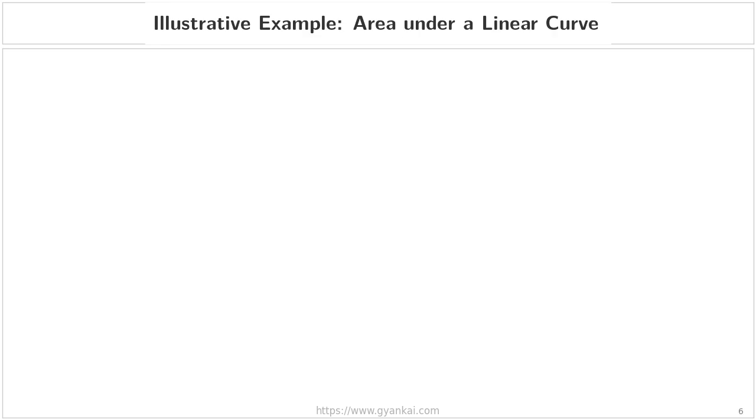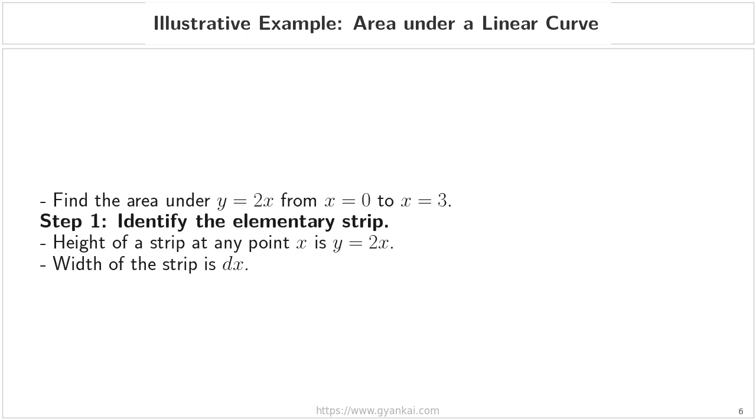Illustrative example, area under a linear curve. On this slide, our goal is to find the area under the linear curve, y equals 2x, starting from x equals 0 and ending at x equals 3. Let's follow our four-step process.